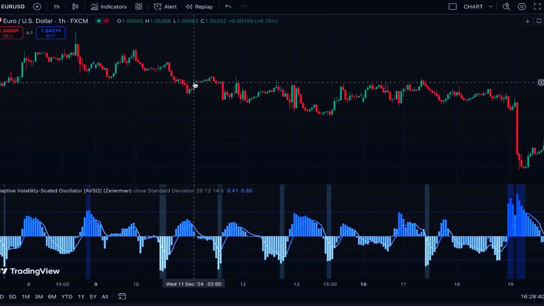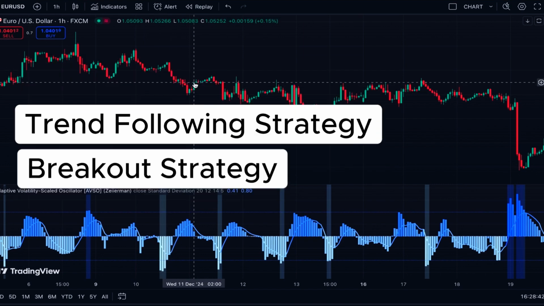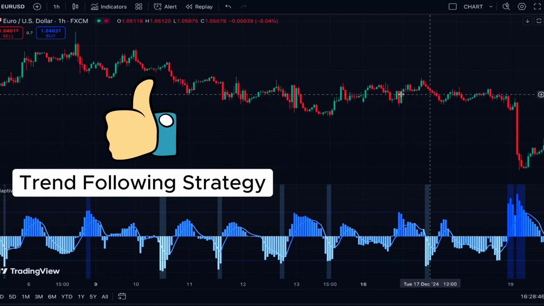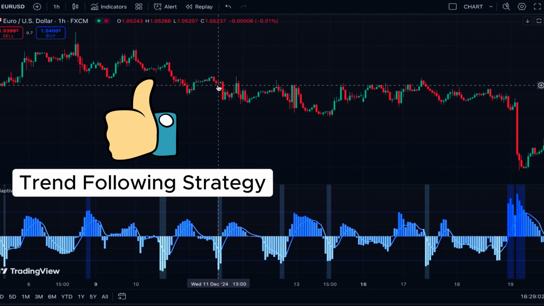This indicator can be used in trend following strategy and breakout strategy. In trend following strategies, it helps you to identify non-trending market, so you stop trading until a new trend is established in the market, or it can also help you with low volatility periods in the pullbacks and then entering a trade when the volatility goes back above the average.